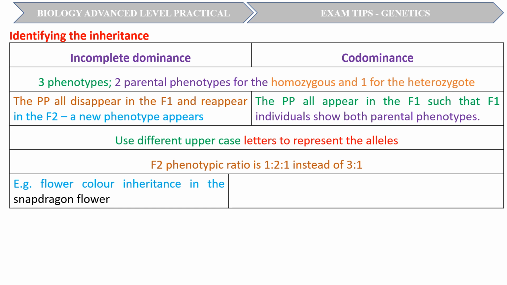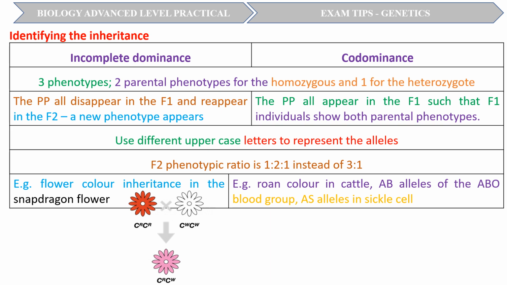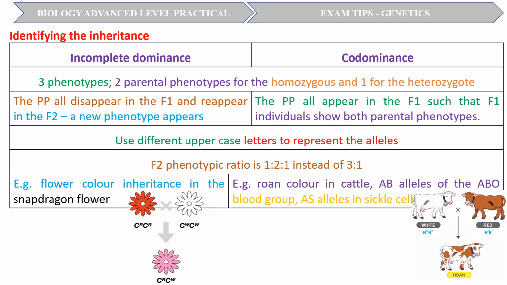Incomplete dominance is common in plants, for example, flower color inheritance in the snapdragon flower. Codominance is common in animals, for example, roan color in cattle, which is a mixture of red or black and white obtained by crossing red or black and white cattle. Others include the A and B alleles of ABO blood group and the A and S alleles in sickle cell.